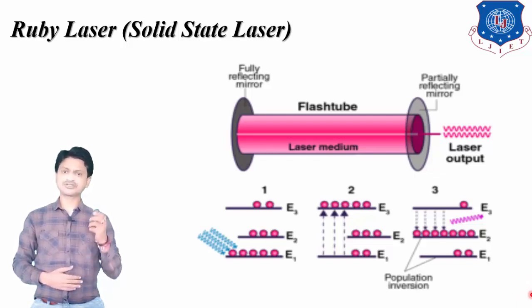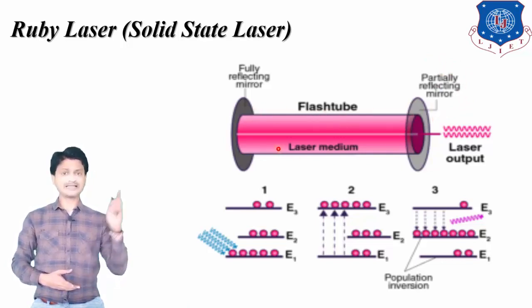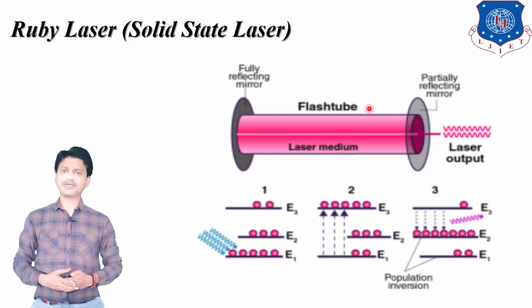Now let's see the construction of ruby laser. Here you can see in the figure the end faces of a ruby rod in the form of a cylinder are polished flat and parallel. One of the end faces is completely silvered and the other is partially silvered. The ruby rod is surrounded by a helical xenon flash tube as shown in the figure. This flash tube provides optical pumping. So here we can say that optical pumping is used as the type of pumping.